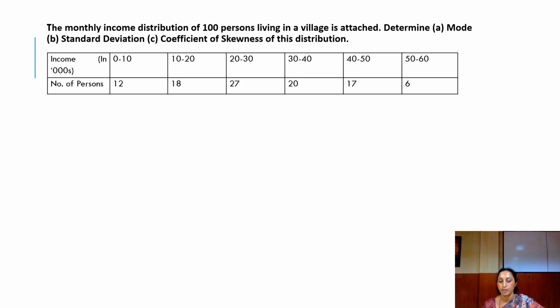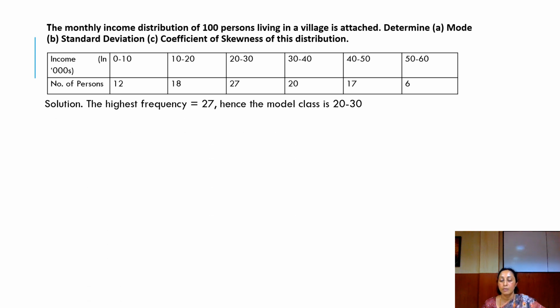positively skewed. Now let us find the skewness for the discrete continuous observation. Here we have the monthly income distribution of 100 persons living in a village. So these are the monthly incomes. We have 12 persons whose income is 0 to 10,000 and 18 persons whose incomes are between 10 to 20,000. Like that the data is distributed. We want to find the skewness in the monthly income.